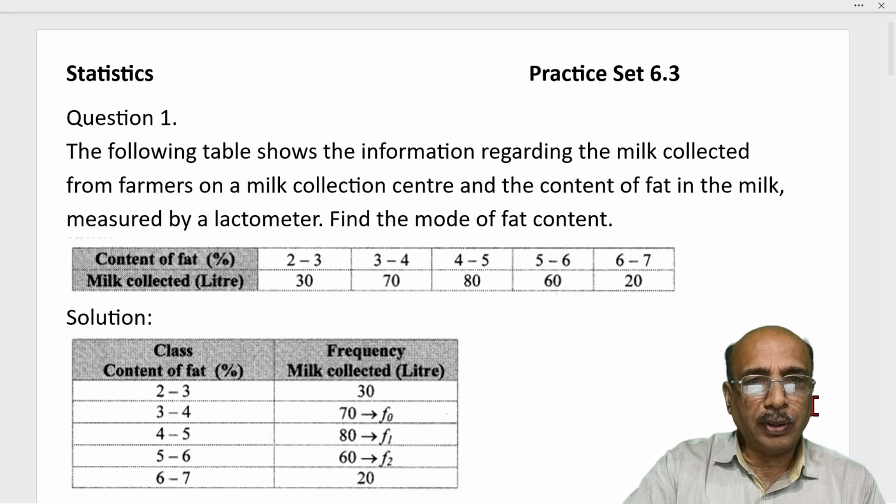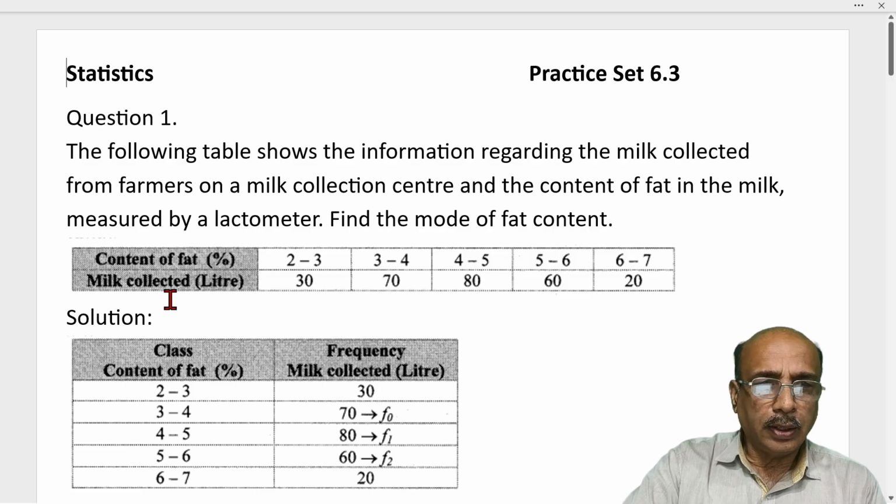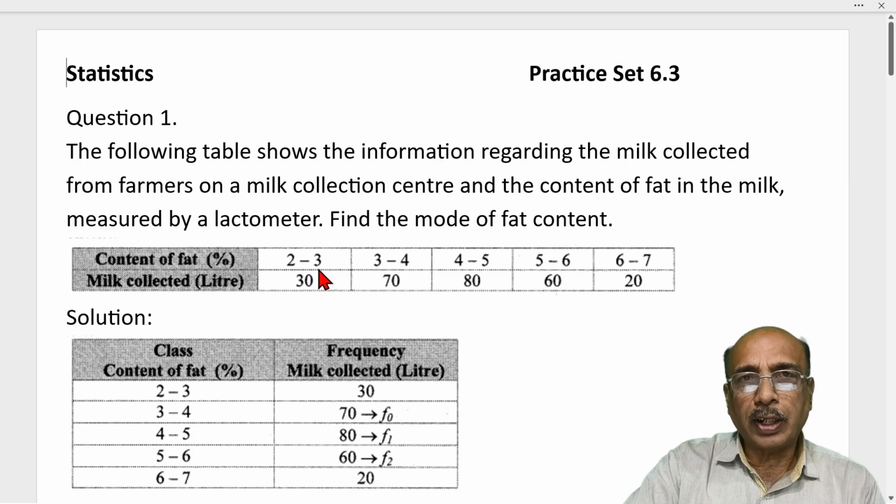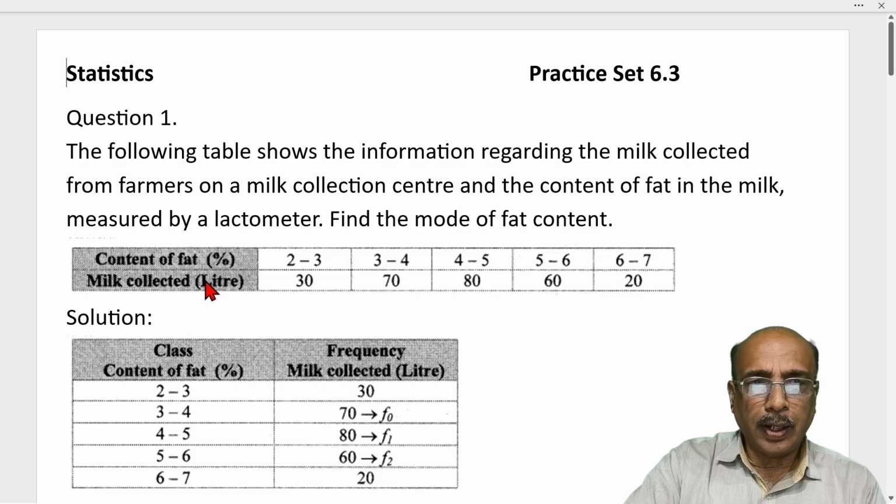The following table shows the information regarding the milk collected from farmers at a milk collection center and the fat content in the milk measured by a lactometer. Find the mode of fat content. Here the fat percentage is given in the form of classes 2 to 3, 3 to 4 and so on up to 6 to 7, and the milk collected is given in liters: 30, 70, 80, 60 and 20 respectively.